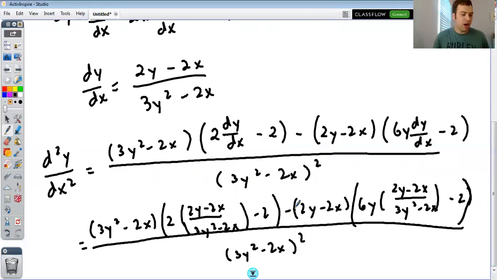Remember, there's lots of problems you can do. Anything with derivatives can be done with implicit problems now: tangent lines, normal lines, vertical tangents, horizontal tangents, all that good stuff is now open for this.